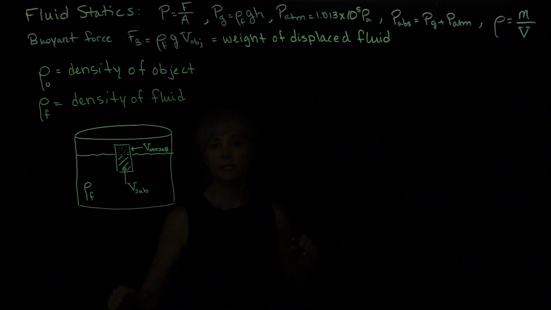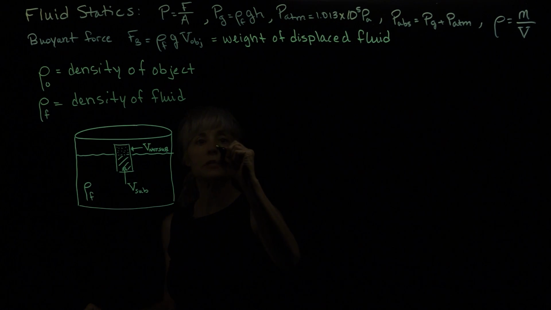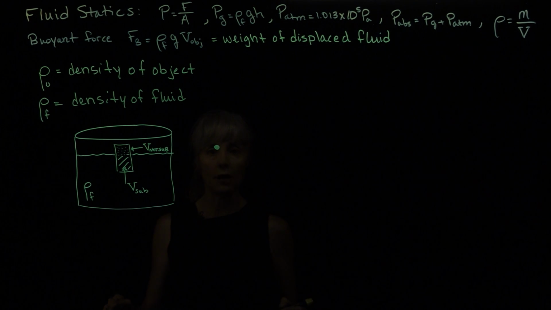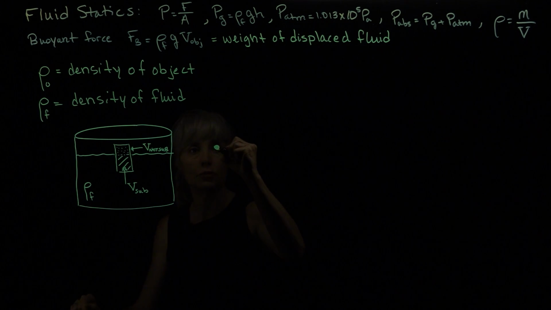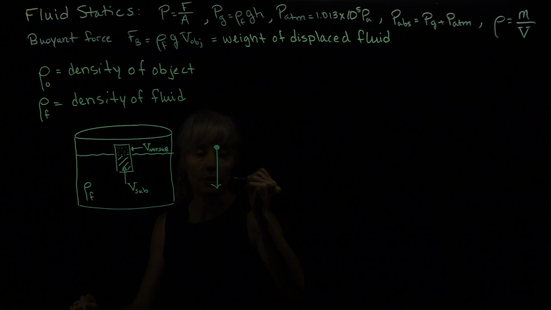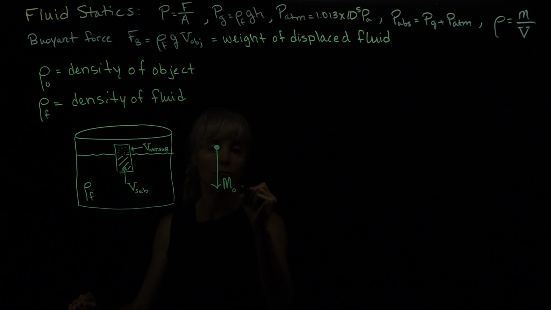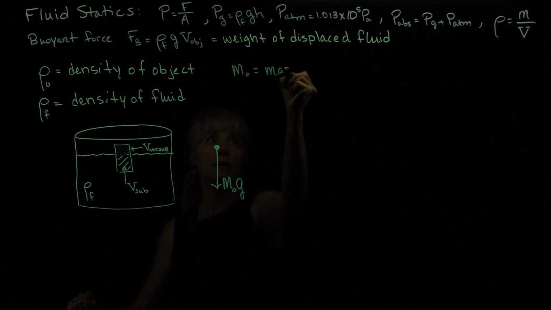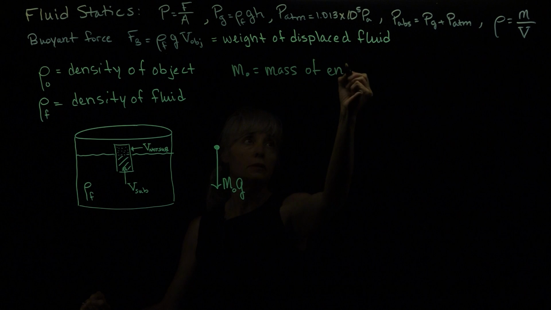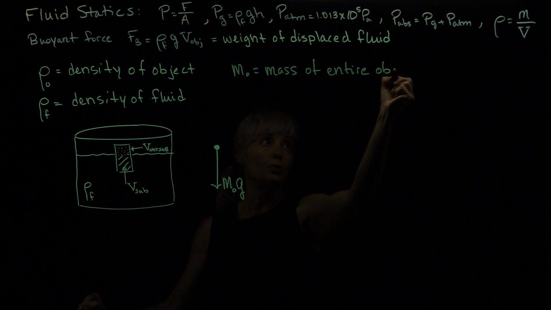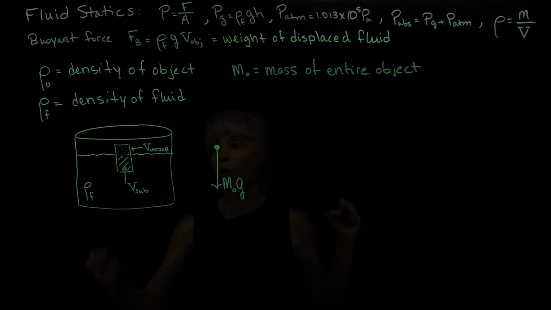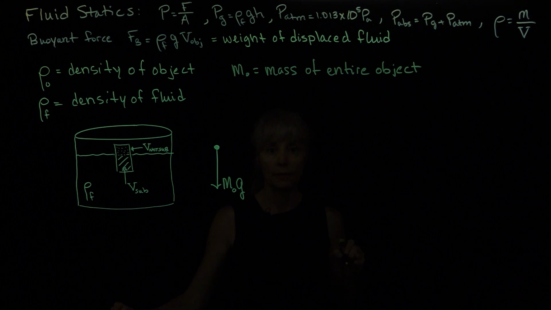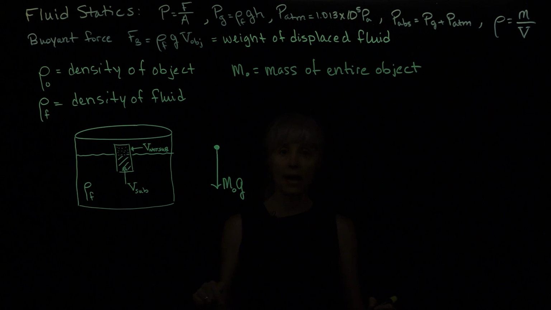And let's draw a free body diagram for this object. So here is the object turned into a dot. What forces are acting on it? Well, the Earth is pulling on it. And the Earth is pulling on the entire mass of the object. So this is going to be the mass of the object times the acceleration due to Earth's gravity. So M naught is just going to be the mass of the entire object. The Earth pulls on all of the mass, all of the molecules that make up this object. So mass of the object times the acceleration due to Earth's gravity is the force downward.